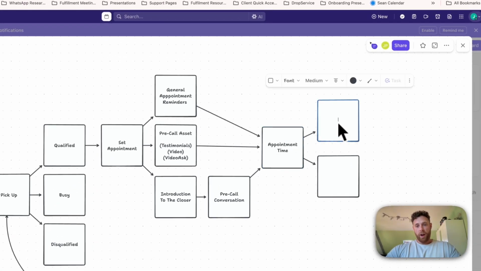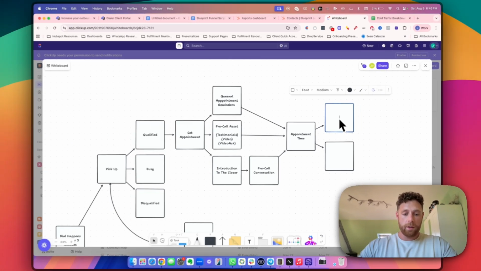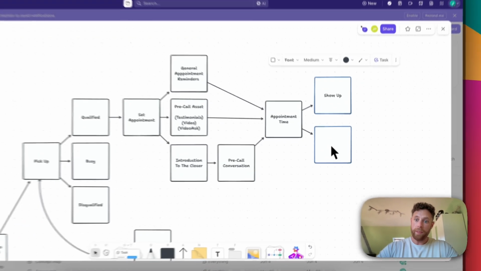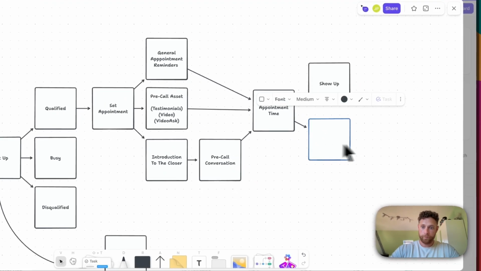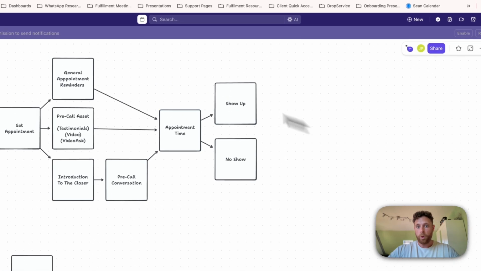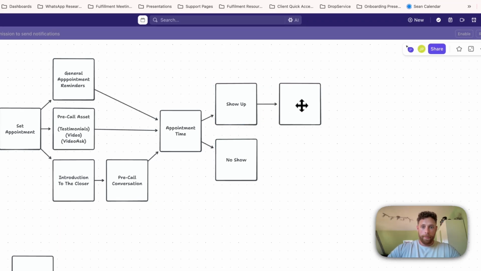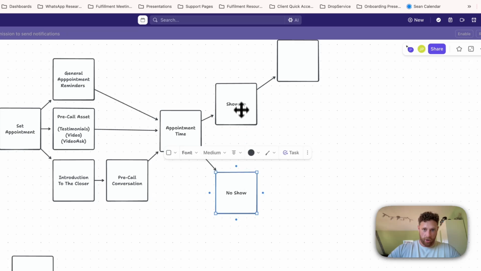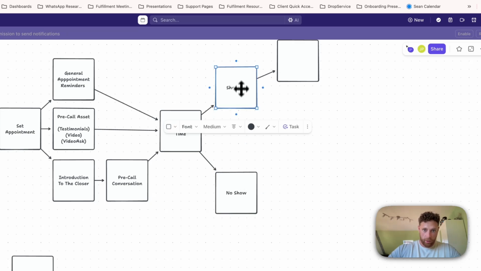So we have the appointment type or time, and they show up or they don't show up. So we're just going to put no show right here. Okay. So now what happens in here? Well, if they show up, we have one of three things that can happen. I'm going to drag this down here a little bit. I'm going to drag this up here a little bit.